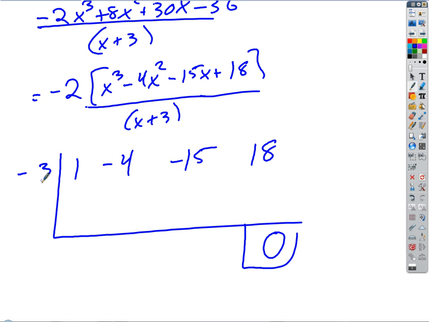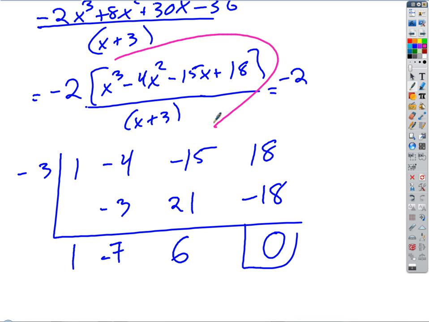That's a zero. That produced that, didn't it? Synthetically, if I do the work here, I just get a 1, -3, -7, 6, 21, 6, -18. So that tells us that this is equal to -2 times all that stuff, which just became x squared minus 7x plus 6, right? That's pretty awesome.